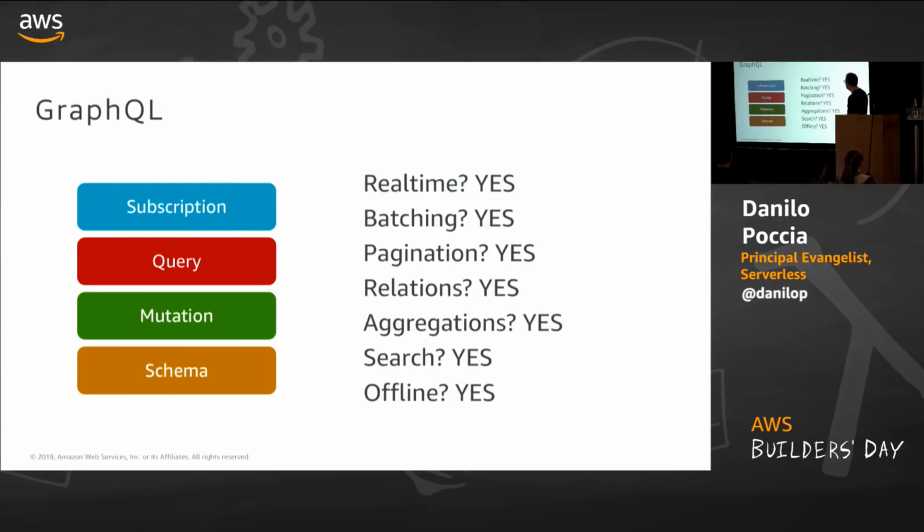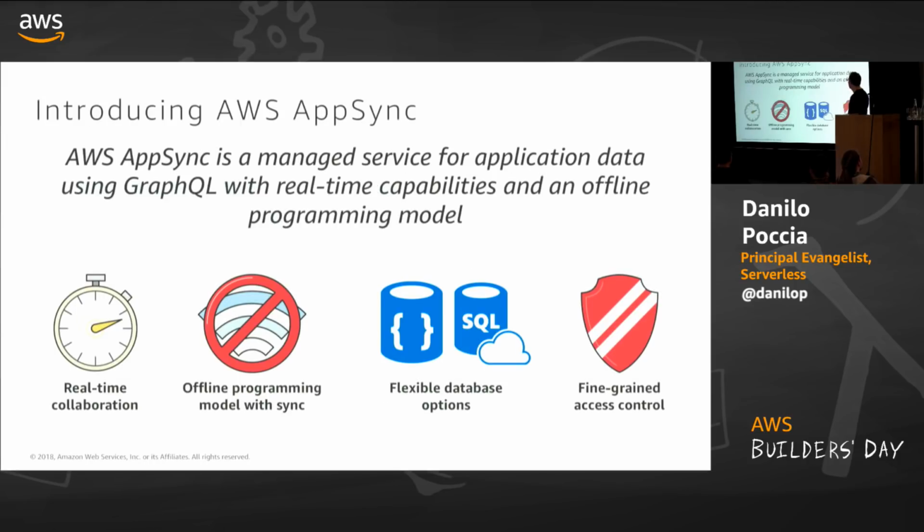So lots of the features that normally you need to build for your APIs, real-time support, pagination, search, offline support, are part of the standard. So it's much, much easier to build APIs for a front end.